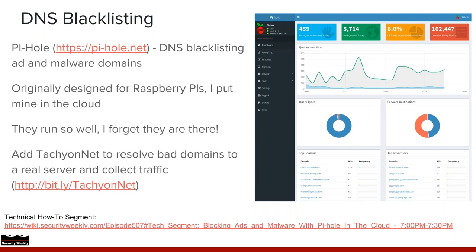We also, Joff Fire actually extended this because if someone visits a malicious domain, let's say, that name will typically resolve to localhost, so 127.0.0.1. What Joff did was build a system that says anytime someone goes to a blacklisted domain, it actually redirects them to a server that collects their traffic for analysis. So we've done technical segments on that, and Joff's project called TacyonNet is available in open source, which is essentially collecting what that bad traffic is for analysis.